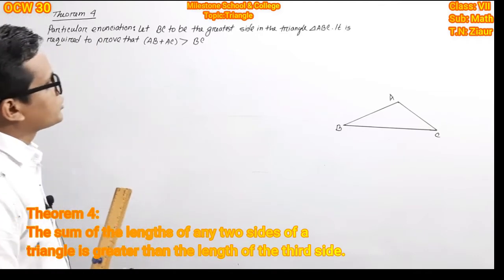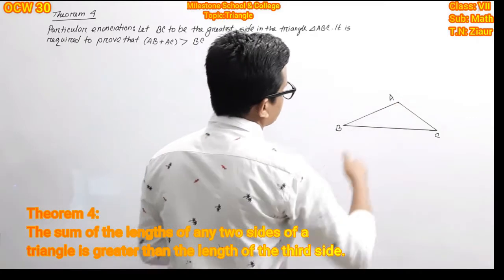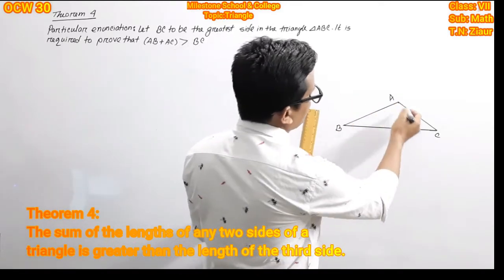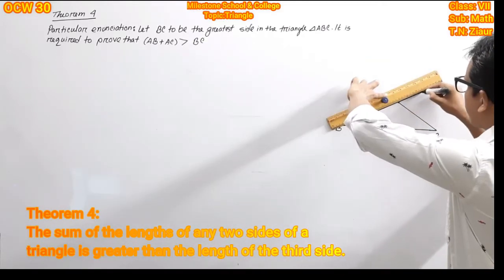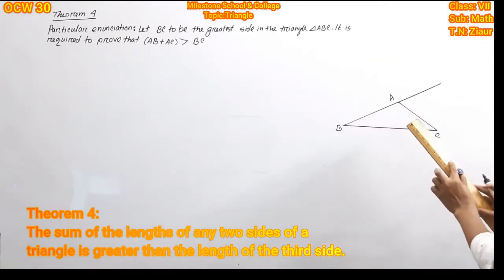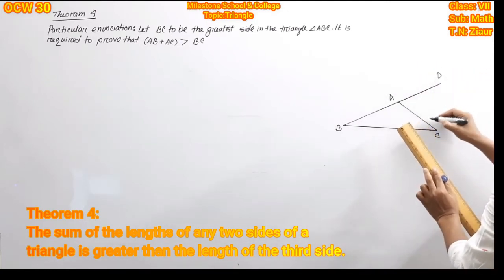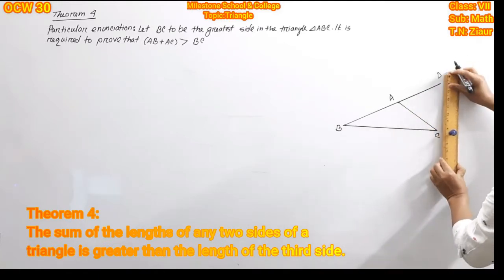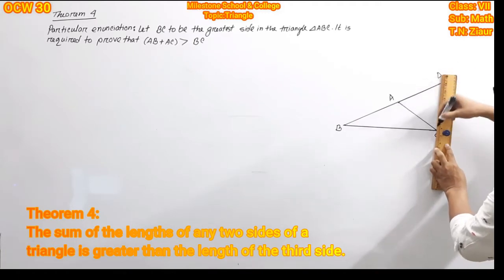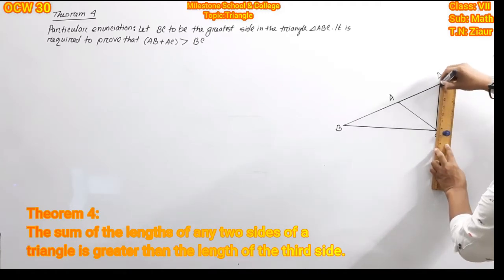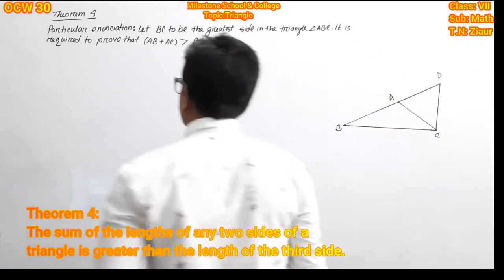Now we have to construct. BA is produced to D, that means we take AD equal to this side, so that AC is equal to AD. Okay, now join CD. Now students, we have to write the construction.